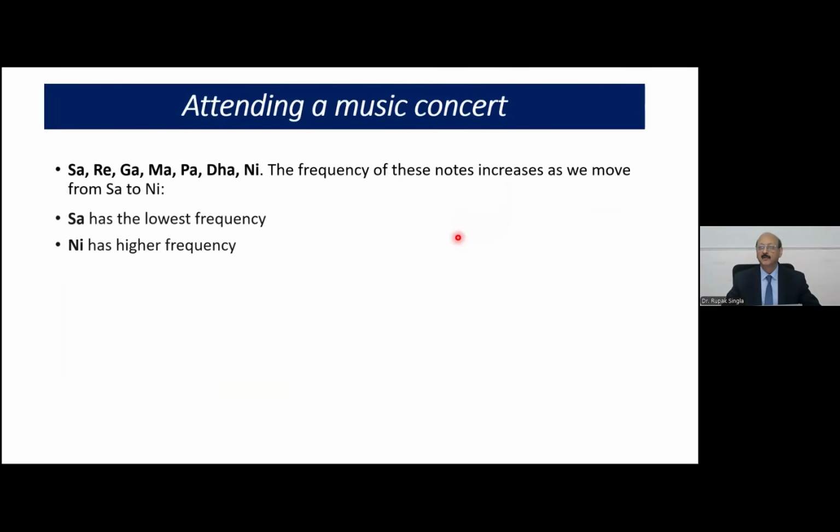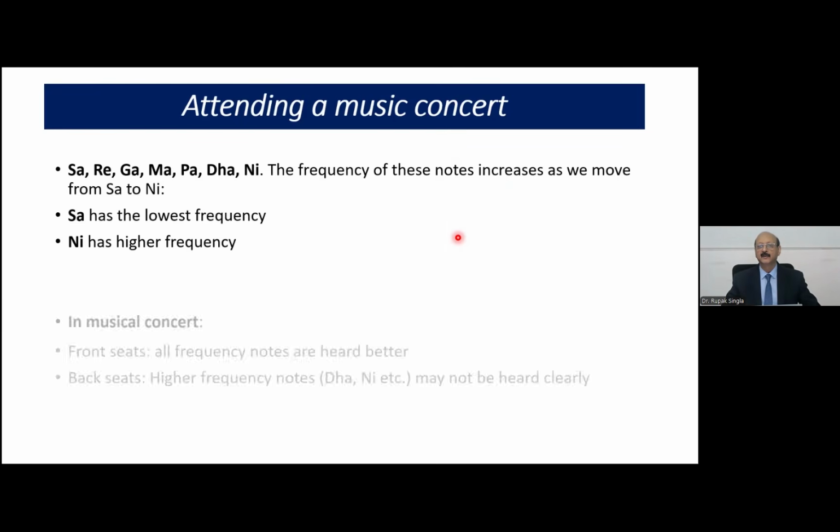So, take the example of a music concert. You know the notes sa, re, ga, ma, pa, dha, ni, sa. In this, the frequency of the note is increasing as you move from sa, re to dha, ni. So sa has the lowest frequency, ni has the highest frequency.